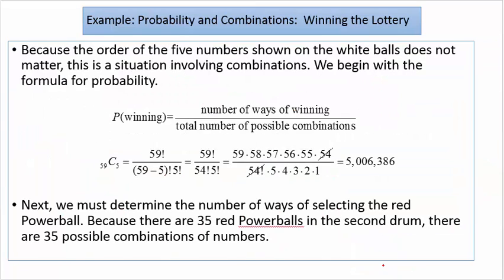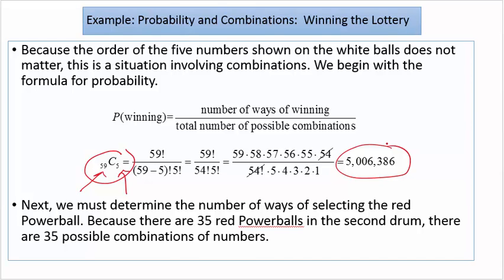So, do you agree with this? To pick that, if you think about it, we're choosing 5 balls out of 59 balls, right? So that's a combination problem because it doesn't matter what order those come up in. And 59C5 gives us a little over 5 million.